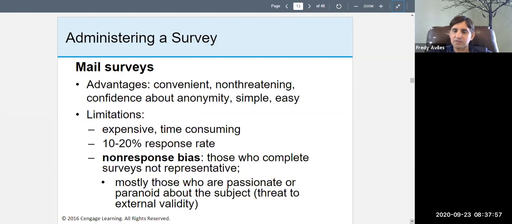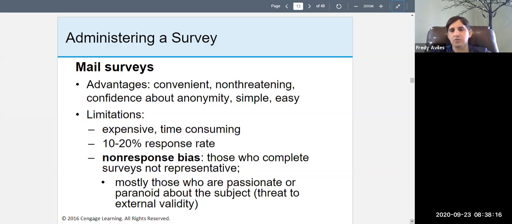Yes, they're easy to do, but they have some very serious problems. There are some limitations. They're very expensive. It may not seem like it's that expensive, but here's the thing. You have to buy a bunch of envelopes. You have to print out all that paper, all those surveys.